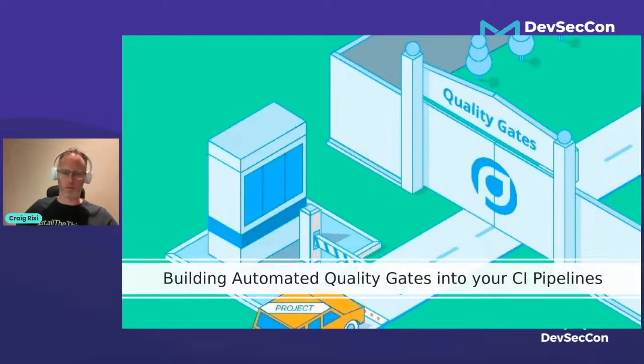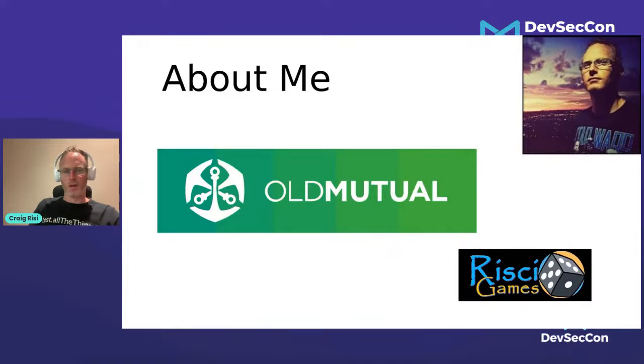If we could just move on to the next slide. And so this is a bit about me. Like I said, my name is Graig Risi. I am the head of engineering at Old Mutual, a company that doesn't need any introduction. Many of us are familiar with it as a brand.